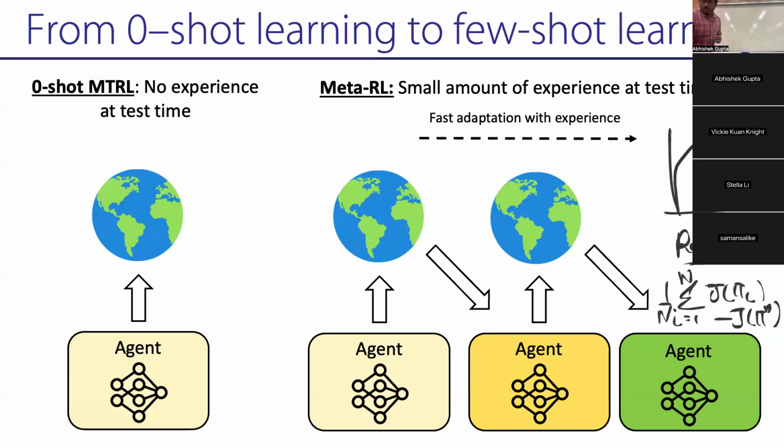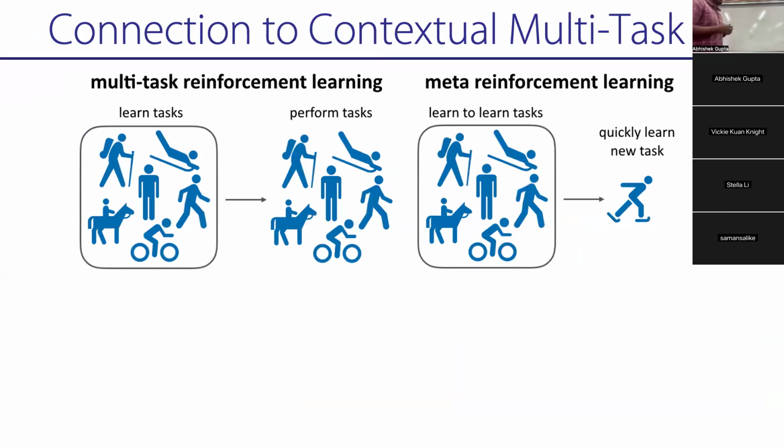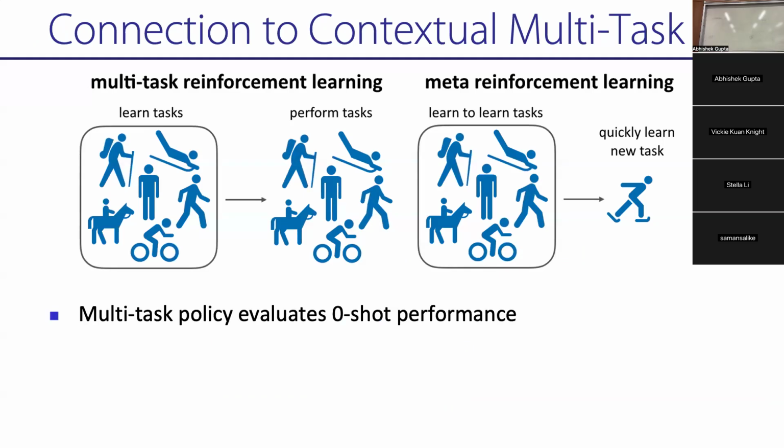Okay, so we're going to try and design algorithms. Here we were talking about optimization as the main problem. Now we have to design a set of algorithms that can learn quickly. Multitask RL is about learning a single policy that can work in new settings zero-shot. Meta RL is about a learning algorithm that can quickly adapt to new settings. Meta RL is about learning to learn.